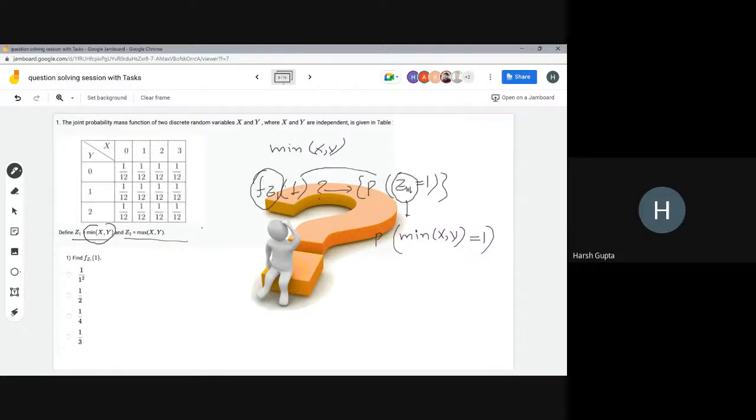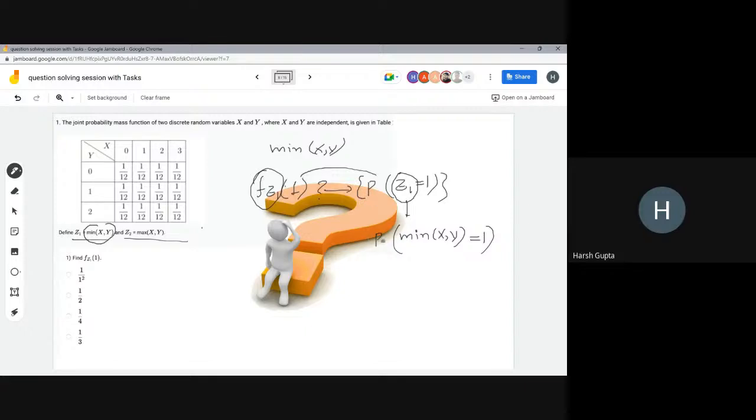But we don't know anything about z1. We know everything about x and y. We have been given this joint distribution function, this joint table. So we know everything about x and y. So somehow, if we can go from z1 to x and y, then it's done. Then we will get our answer, right? Yes, sir. So everything we are going to do here is to try to go from z1 to x and y.